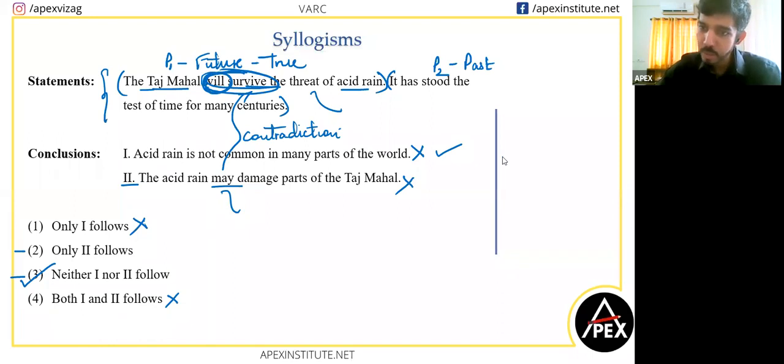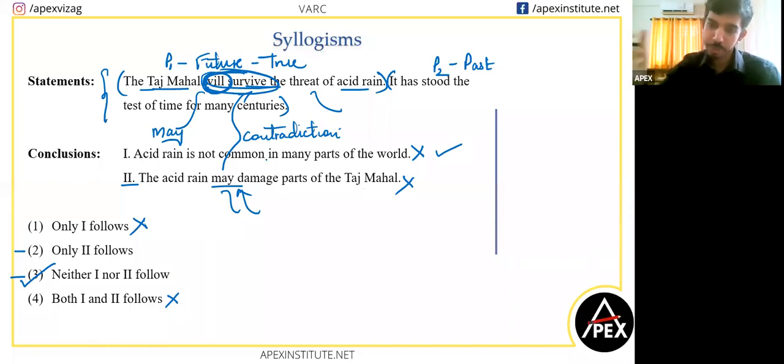So this is an interesting question. What if we have may instead of will in the premises? So here if you had may, the Taj Mahal may survive the threat of acid rain, then this becomes a valid conclusion because there's a possibility it may survive, it may not survive. So in the second possibility, it may damage. So this becomes valid. If both are may, it becomes valid.